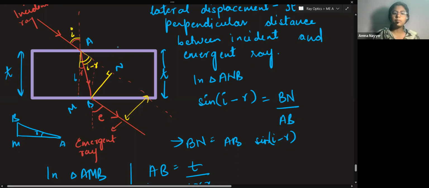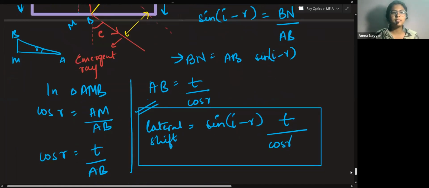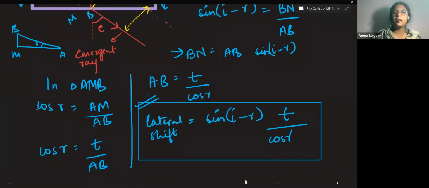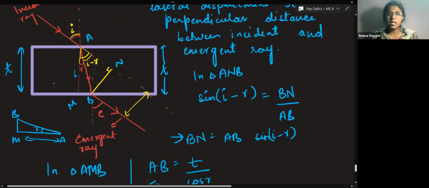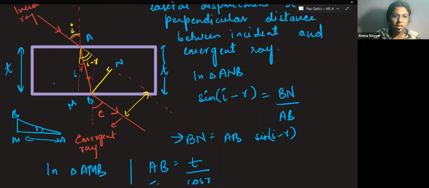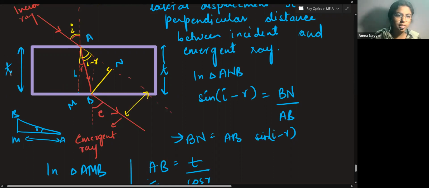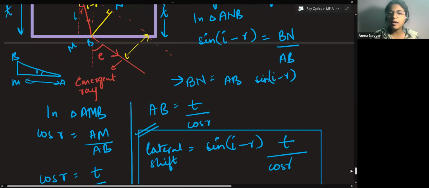So cos theta will be what? Here you will have it as base divided by hypotenuse. Base is your AM divided by hypotenuse, that is AB. So AM by AB. So cos R will be AM by AB. Now, AM is what? If you look in the figure, AM is actually the thickness of this thick slab, whatever is the thickness. So instead of AM, here I have written it as T.